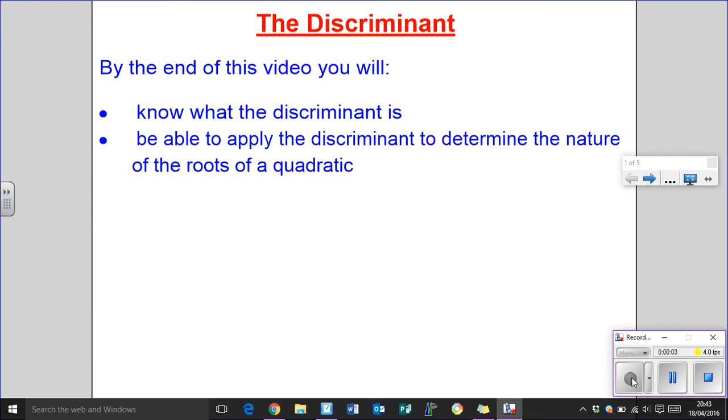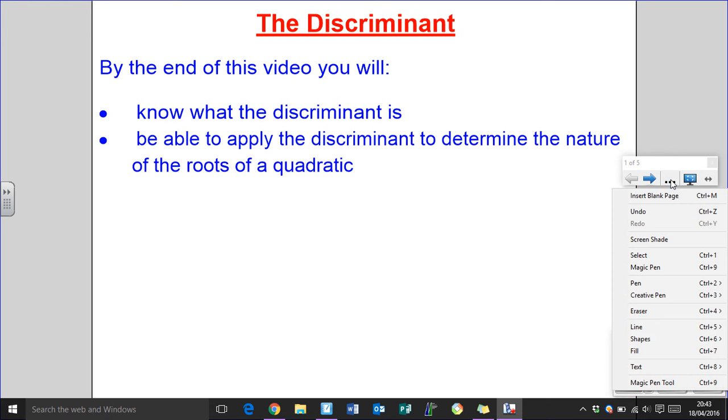Okay, so the final video in our series of lessons on quadratics is a video on the discriminant. By the end of this video, you will know what the discriminant is, and you'll be able to apply the discriminant to determine the nature of the roots of a quadratic. Okay, so you have already experienced the discriminant before.